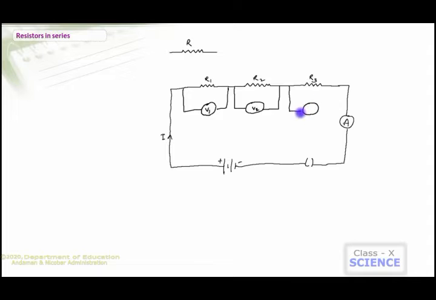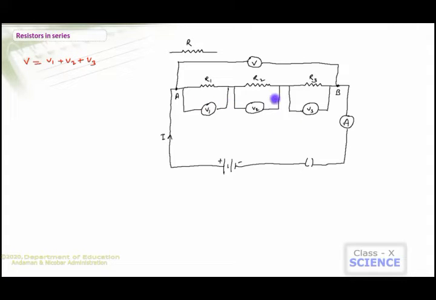Similarly, for resistor 3, if we connect a voltmeter across AB, that will give you the total potential difference between the points A and B. Here the total potential difference is equal to the sum of the individual potential differences across A and B, which means the sum of the potential difference across each individual resistor will give you the total potential difference. So total potential difference can be written as V is equal to V1 plus V2 plus V3.